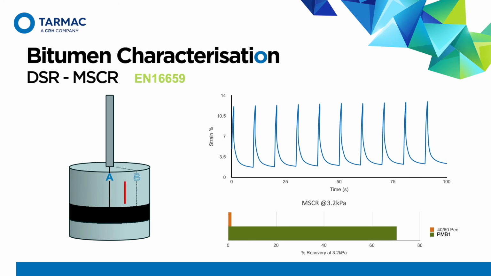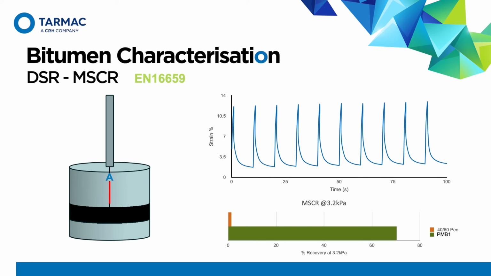Typical results can be shown here. This is from one test, where the blue line shows the peaks at the 1 second loading, and continuously the material is recovering or partially recovering during the 9 second unloading, for 10 cycles. Typical results at the end include the percentage recovery, and the test is applied at 2 stresses, 0.1 kPa, and after that 3.2 kPa shear stress.